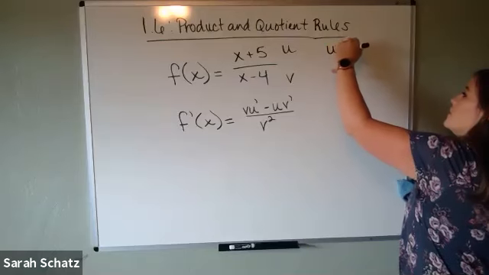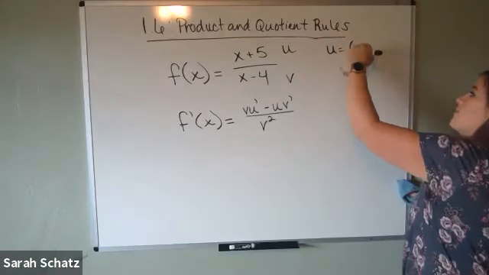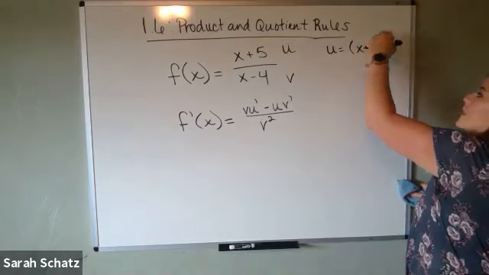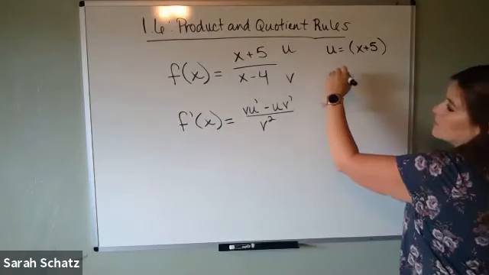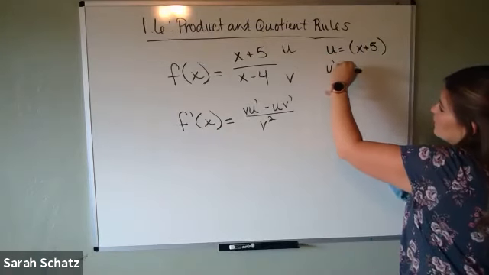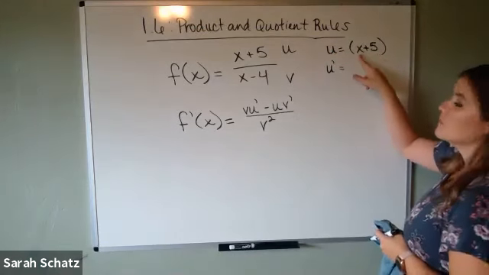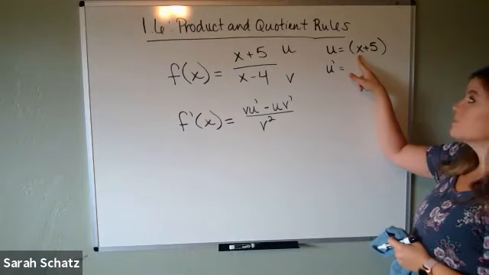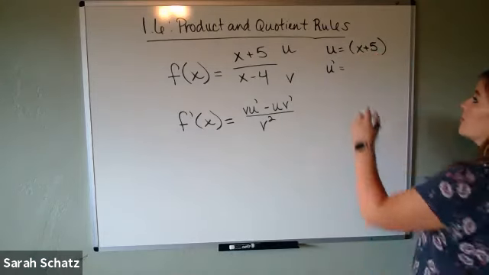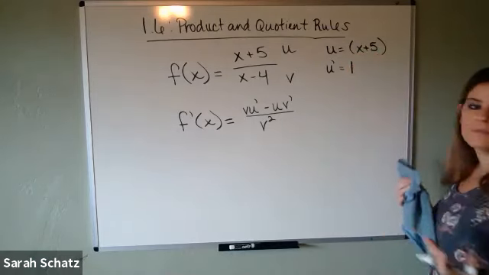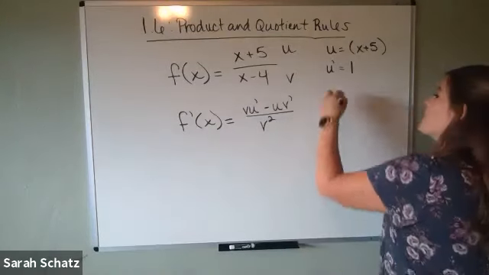Okay, so u is the x plus 5. Du, guys, remember this is just plus. So you can find the derivative of x, which is 1. The derivative of 5 is 0. So du is just 1. That's going to be nice for us.